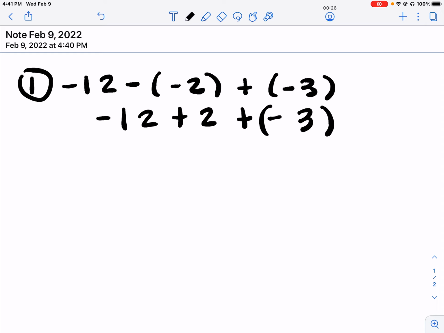Negative 12 plus 2, the signs are different. Find their difference. Subtract, and the negative is the bigger number. Now the signs are the same, so we add the two numbers and keep the sign.